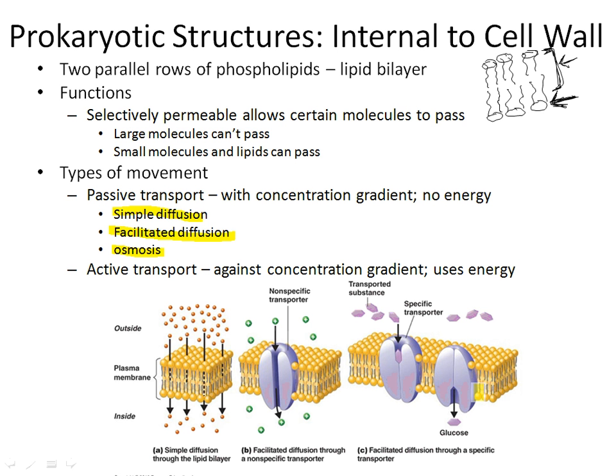So the water's going to move from where there's more to where there's less. That water is moving out of that cell. What's going to happen to my cell as the water moves out of it? It's going to shrivel up and eventually die. Okay? Does that make sense? That is the easiest way to think about these osmosis questions.